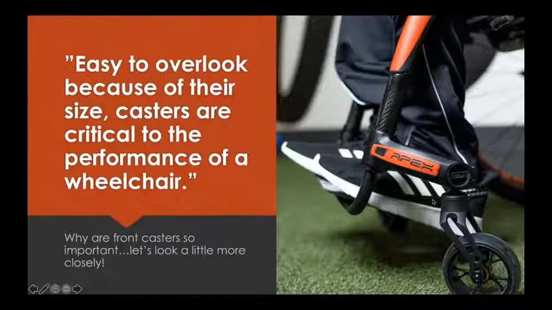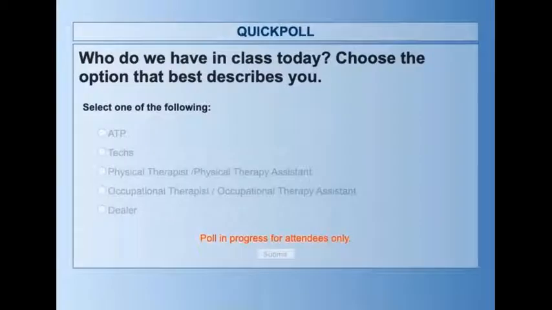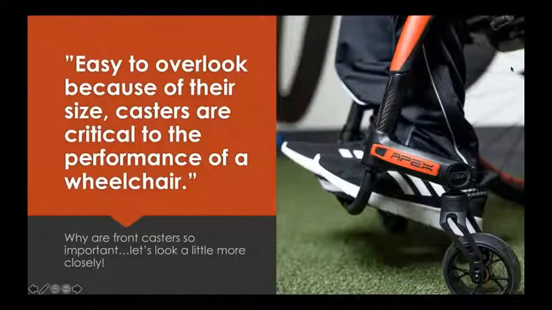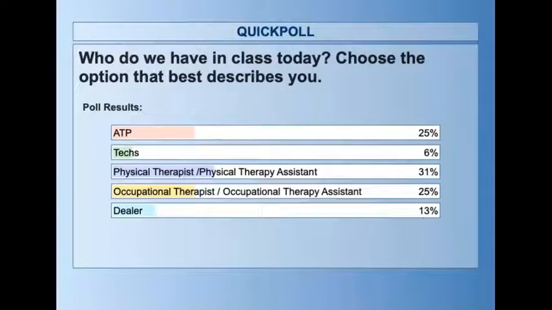So we're going to do a poll really quickly of who you are in the class. You should have a poll that has popped up on your screen in just a moment. We'll give you a minute or so, 30 seconds to answer it if you can see it. Great, and we'll share the results real quickly. So most of you are ATPs, physical therapists, occupational therapists, suppliers, and techs.